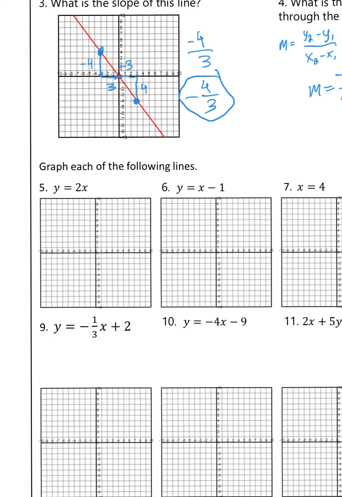Y equals 2x. So I would need to know the y-intercept for this is a 0 because there's not one. And the slope for this is 2, but since we want to have a rise over a run for slope, we'd put it over 1 because 2 over 1 is the same as 2. So from 0, I'm going to go up 2 and right 1. And I can do that as many times as I want. It would be nice if you had at least 3 points. I will take just 2.